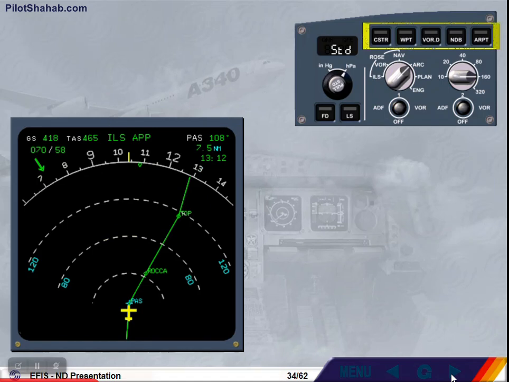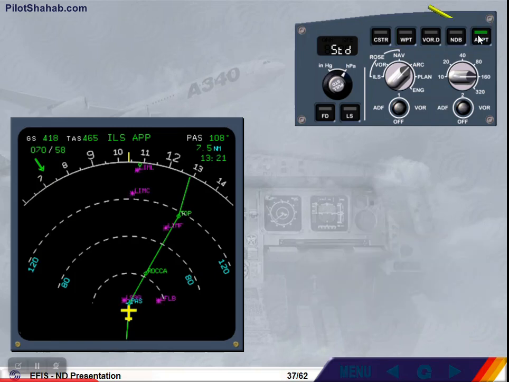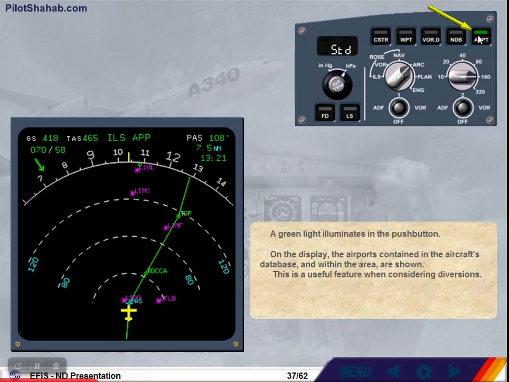Using the push buttons at the top of the EFIS control panel, additional information can be displayed. For example, airports that are in the displayed range. Select Airport. A green light illuminates in the push button. On the display, the airports contained in the aircraft's database and within the area are shown. This is a useful feature when considering diversions.